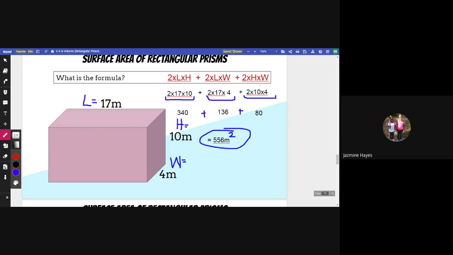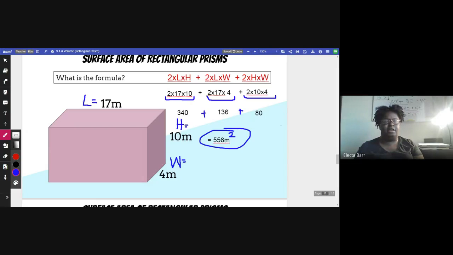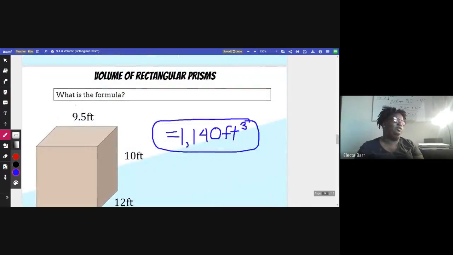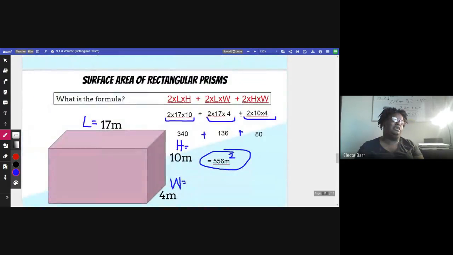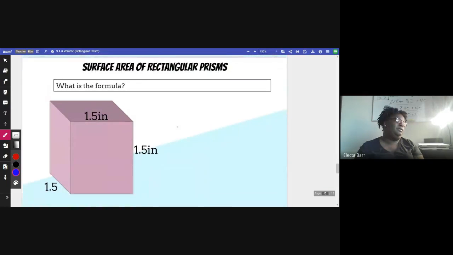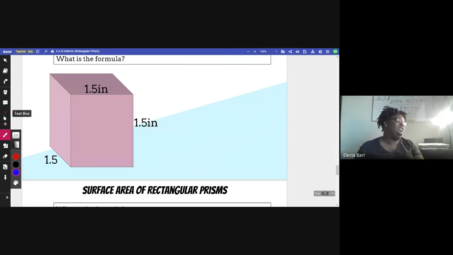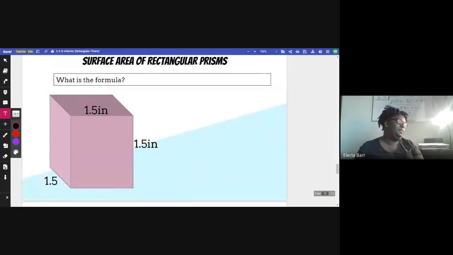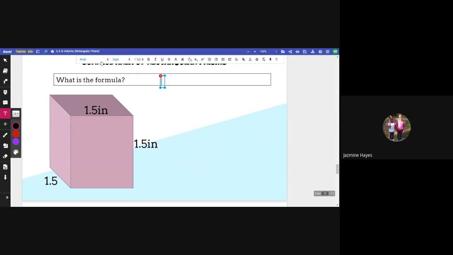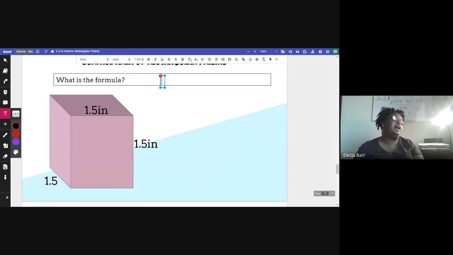No. So for these, it's a lot more work, right? It's not going to be as easy as our good old multiply, multiply, multiply, and there's the answer. So it's a little bit more work when you're trying to find surface area. So let's go ahead and go to another problem. This one, we can already identify that this is a what? 4 equal sides, so it's a cube, right? We're going to figure out what the surface area is. So I'm going to put the formula back up here.